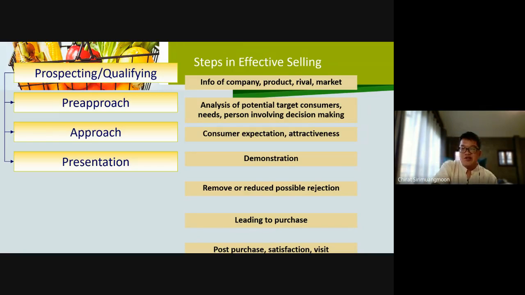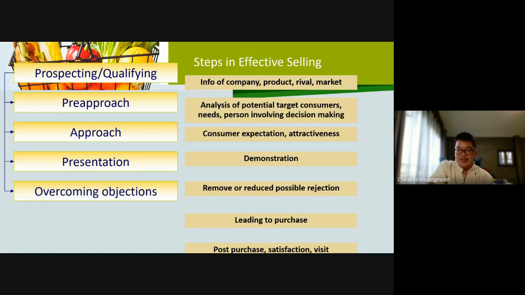Then demonstration. In this case, you need to present some product or service to the company. So demonstrating might be good, and try to use presentation techniques to convince them. Then overcoming the objections. Sometimes the salesperson might have some limitations, so you need to control and remove some possible rejection.